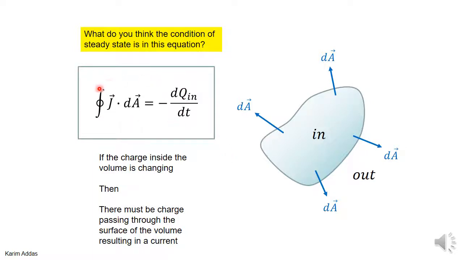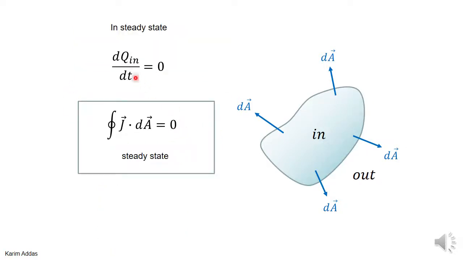Remember, we had the equation for charge conservation, this equation that said that if the charge inside the volume changes with time, it must be due to the flow of charges through the surface, which means there's a current through the surface. And this equation relates the current through the surface to the rate at which charge decreases inside the volume. Okay, what do you think in this point of view would the steady state condition be? When would you be in steady state for this kind of charge conservation?